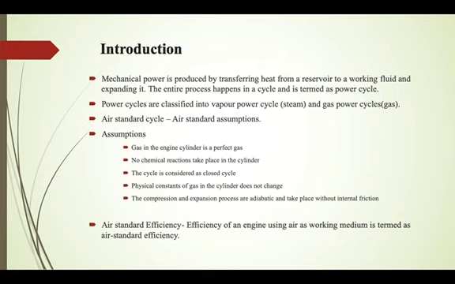Next, the physical constants of the gas like Cp, Cv, gamma, etc. do not change. Then the compression and expansion processes are assumed to be adiabatic and take place without any internal friction. That is, they are frictionless or reversible adiabatic processes, also known as isentropic processes. Since the cycle is closed, there is only heat transfer across the boundaries of the system. Heat is supplied from a higher temperature source and rejected to a lower temperature sink. These are the air standard assumptions.